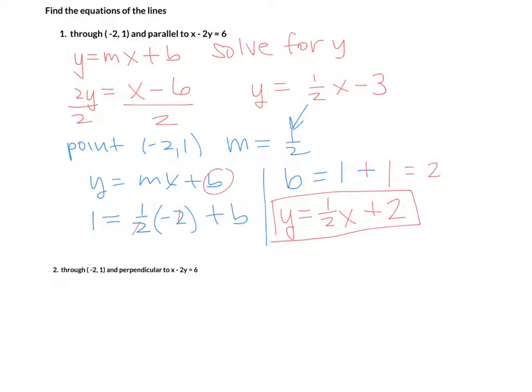Now let's find the equation of the line through the same point, -2, 1, but this time it's going to be perpendicular to that same line. We already determined that in y-intercept form, this line was y equals 1/2 x minus 3. Okay, that's this line that we're starting out with. Now we're wanting a perpendicular line, so that line is going to have a slope that is the negative reciprocal. So the slope we're going to be working with, first of all, is going to be negative because our slope was positive, and then we want the reciprocal. So the reciprocal of 1/2 is 2.